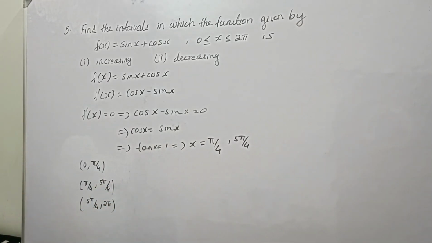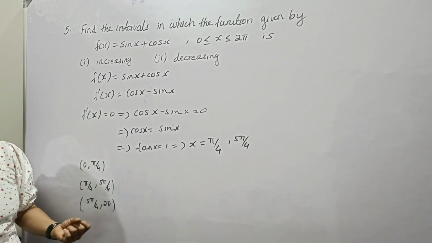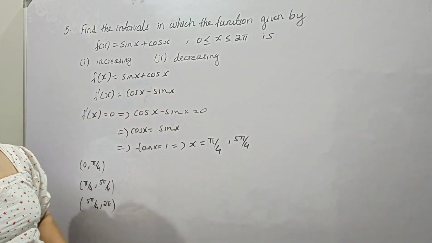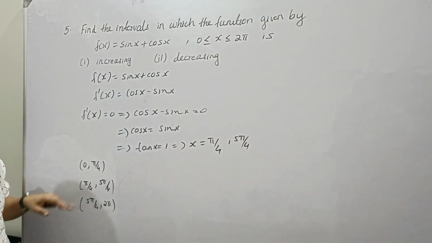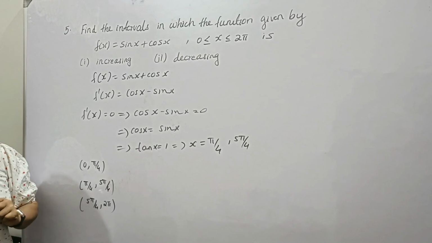Okay. Now we have to check whether f dash of x is less than 0 or greater than 0 in these intervals. Okay, so here it is, our f dash of x: cos x minus sin x. And this interval, 0 to pi by 4.